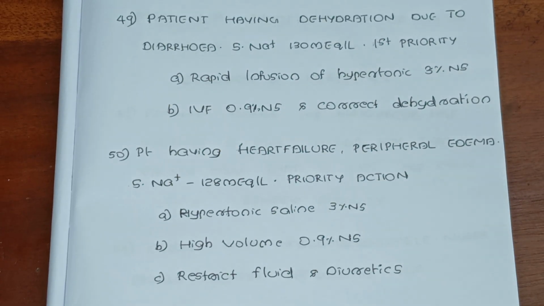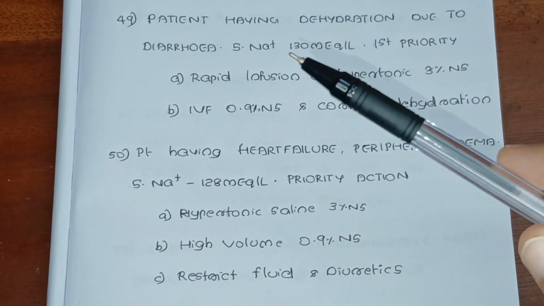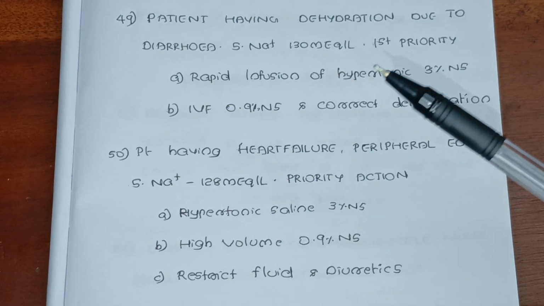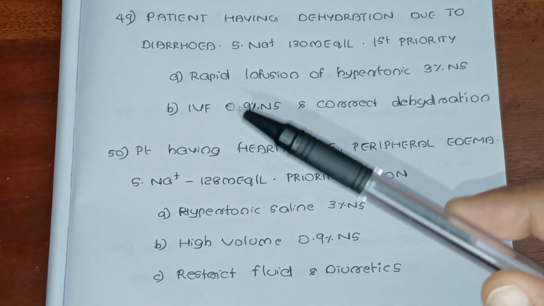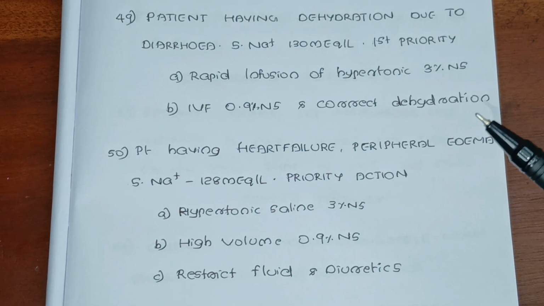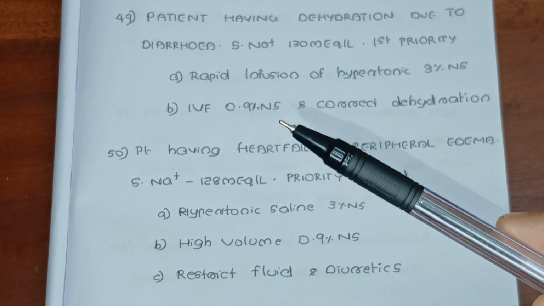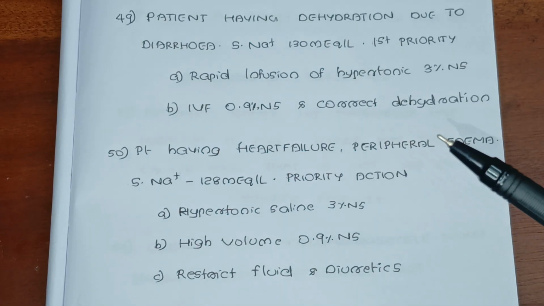Patient having dehydration due to diarrhea, serum sodium 130 milliequivalents per liter. First priority is to give option A, rapid infusion of hypertonic 3% NS. Option B, IV fluid 0.9% NS and correct dehydration.